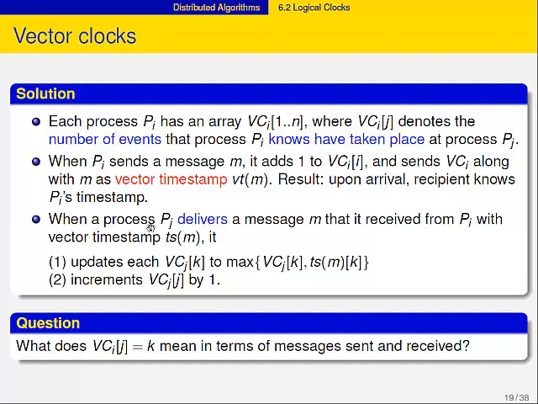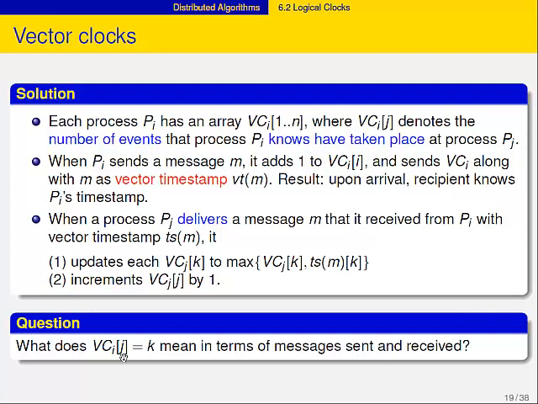Okay? When a process Pj delivers a message M that it received from Pi with a vector timestamp, let's first follow the Lamport rules. You update VC[j][k] to the maximum of what we had. This is exactly what we did with Lamport. Okay, just this single entry, and you increment your own entry by 1. I'm going to drop this one in just a minute. But that's for capturing causality. So far it's still Lamport, but now I do this on all vector entries.